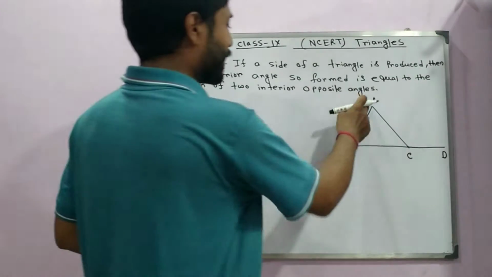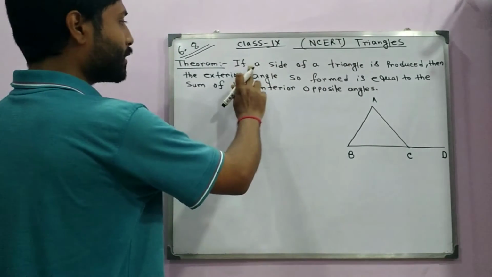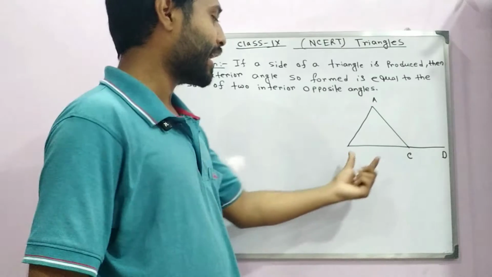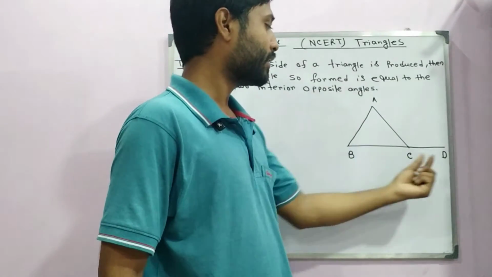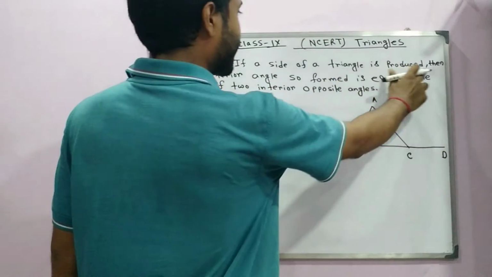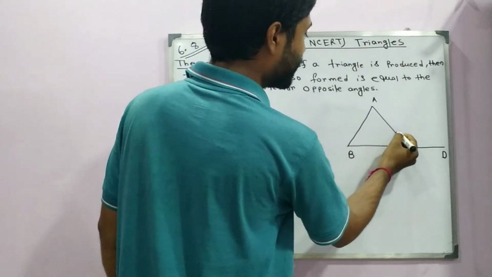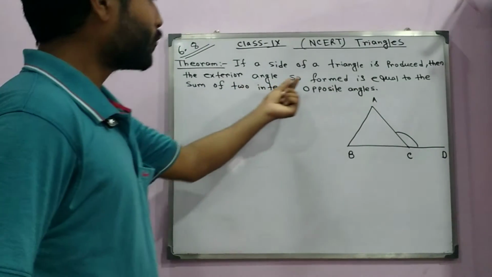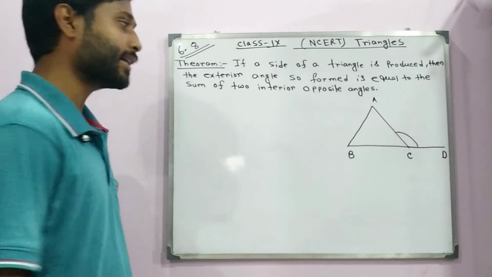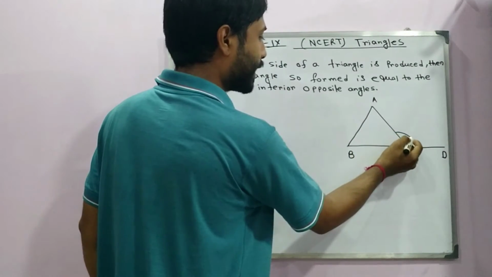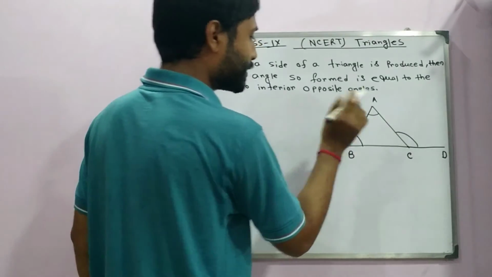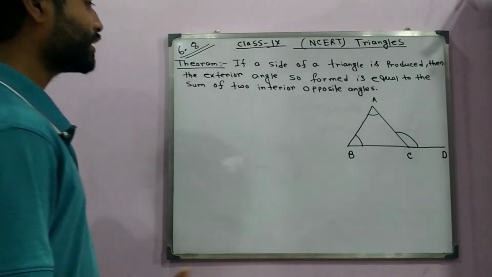That means ABC is a triangle. If a side of a triangle, so we have produced a side, the side BC of the triangle ABC till the point D, then the exterior angle so formed is equal to the sum of two interior opposite angles. That means we have to prove that this angle is equal to this angle plus this angle. Okay, this is the theorem.